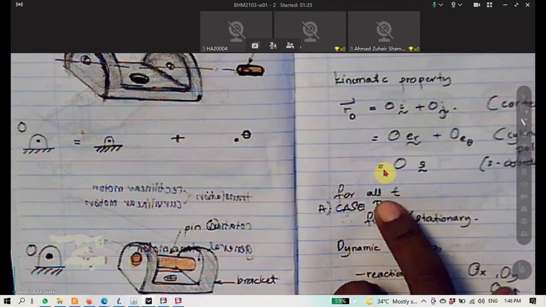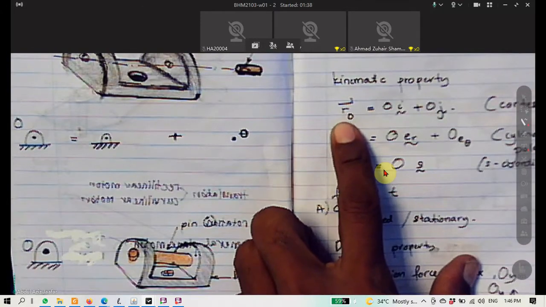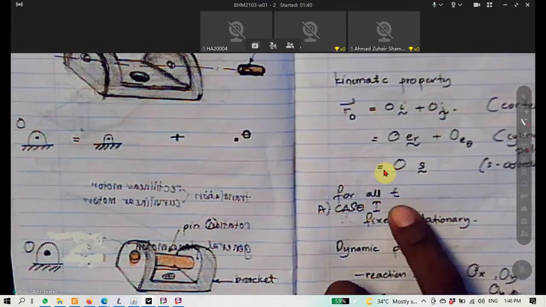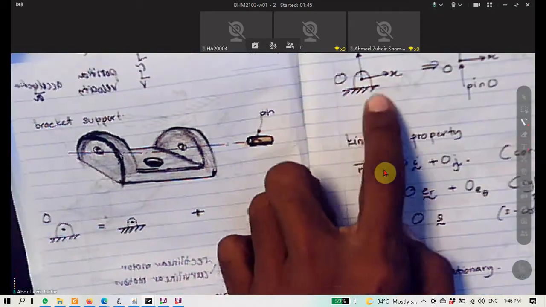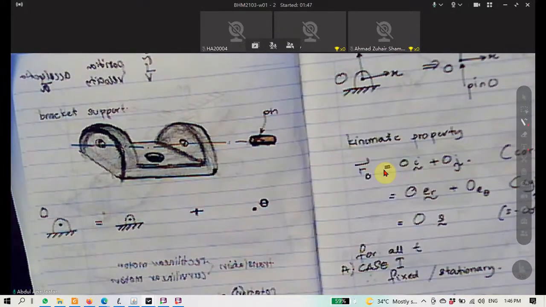Here I just add that this position is fixed. So for all time t, it does not move. It's fixed because we have this ground schematic diagram presentation.